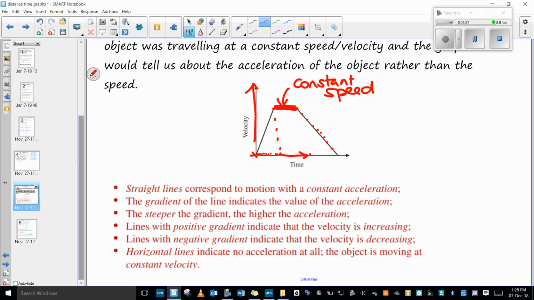So we know gradient is rise over run. Yes? The steeper the gradient, the higher the acceleration. So if it's up steep, it means it's increasing really quickly, which means accelerating a lot. Positive gradient, it's increasing. Negative, it means it's decreasing. And horizontal lines mean no acceleration, therefore it's got a constant velocity. Alright, so they are the things that you want to remember when it comes to speed graphs.